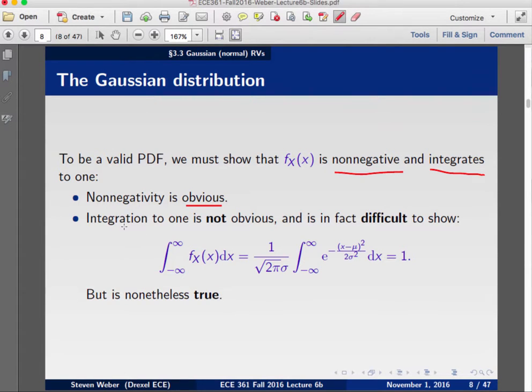The fact that the Gaussian distribution does integrate to 1 is not obvious and is in fact a little bit difficult to show. The correct statement here is that if we integrate the probability density function for the normal distribution over the entire real line, where in this equality here I've substituted in that PDF and pulled out the constant which is independent of x, that this integral does in fact equal 1. We're not showing that. I'm asking you to take that as true without proof.